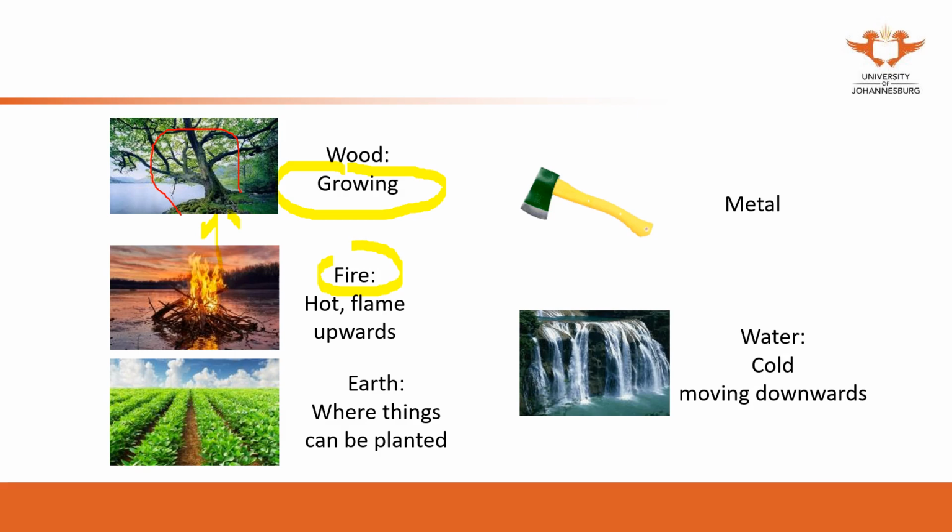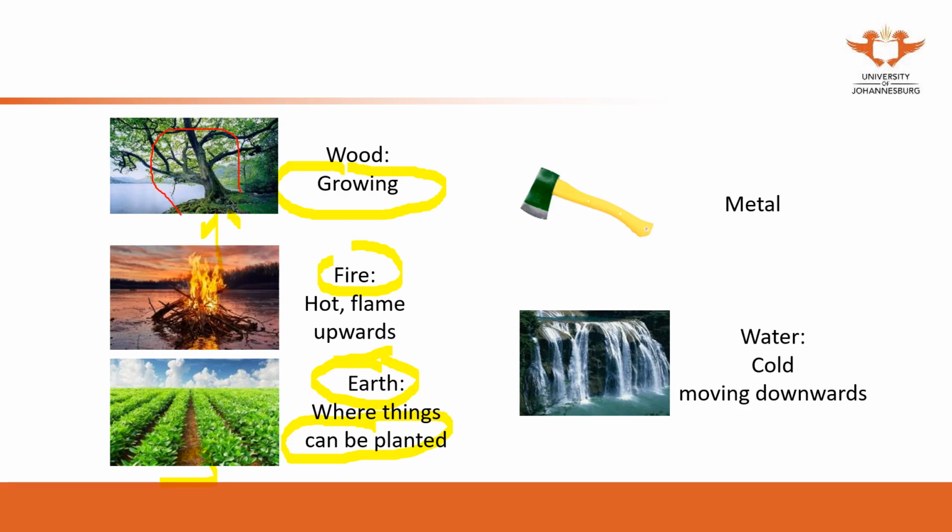The fire is also bright. That's where, before we had electricity, before we had lights, we used fire to get the lights. So anything hot, moving upwards, or bright, we consider as fire. The earth, the soil on the ground, is where we grow our plants, where all things can be planted. So similarly, if something can grow something, can get the nutrition out of something, we consider as earth.